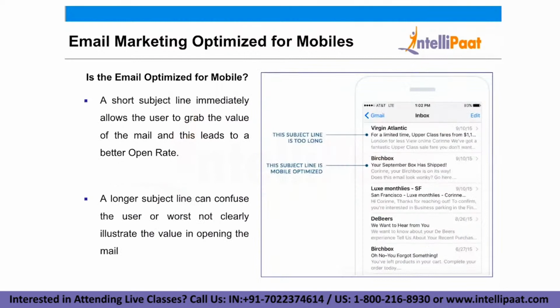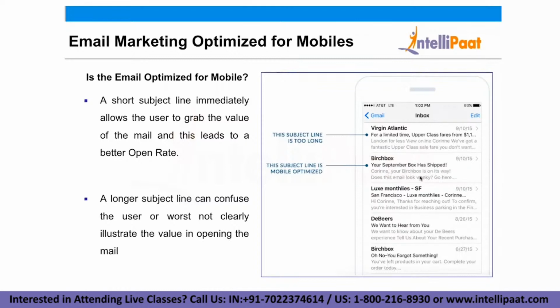Again, one of the most crucial things to improve your open rate: two things matter with respect to open rate. One is your subject line. Second is the initial content in the body, so whatever you can read upfront without opening it.